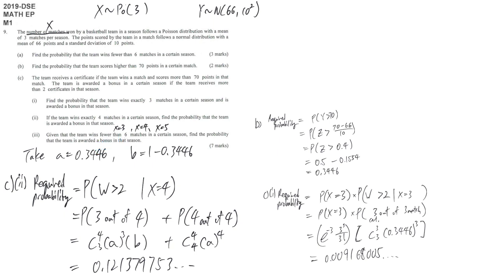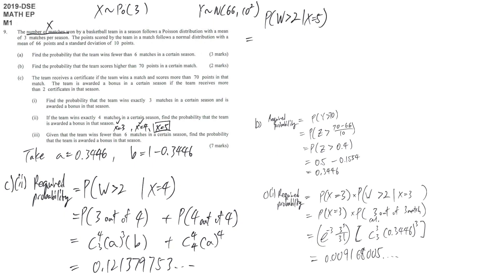X can't be equal to 6 because they say fewer. Just now we already checked the condition when we win 3 matches and 4 matches. So what is extra is you need this part. We just apply the same logic once again here. We do not get the answer directly, but we just focus on this part: the probability that, given we already win 5 matches, we get certificates larger than 2.